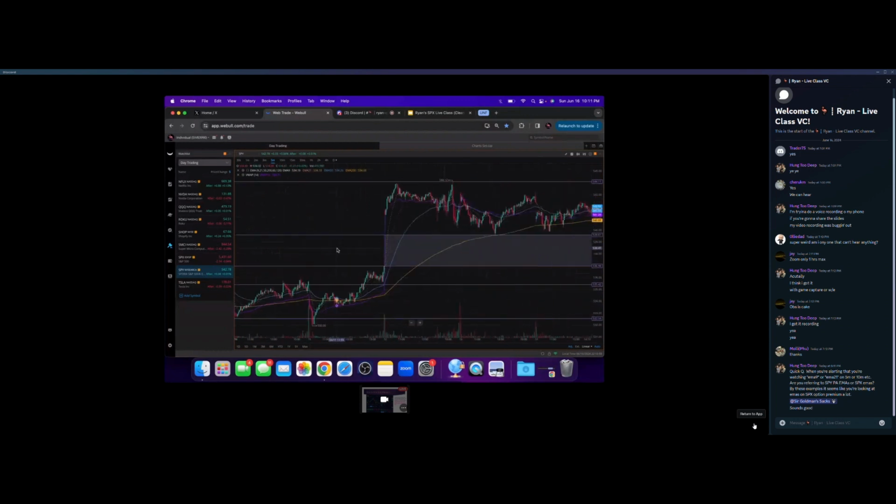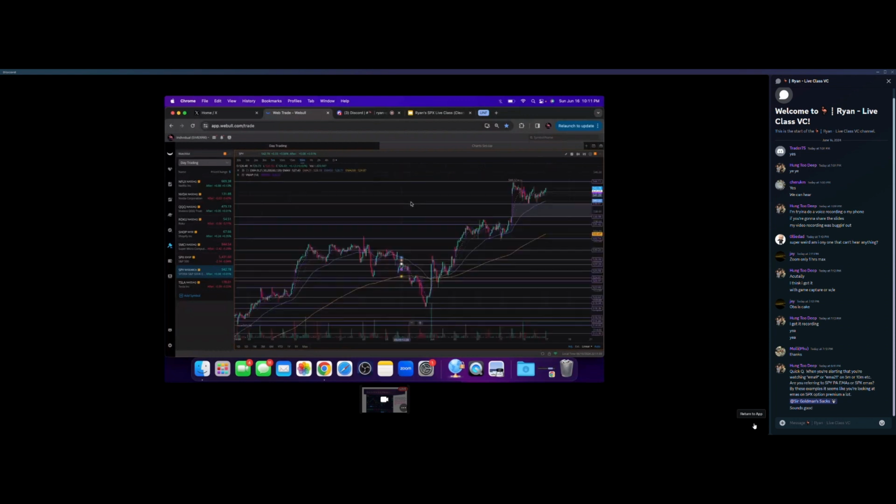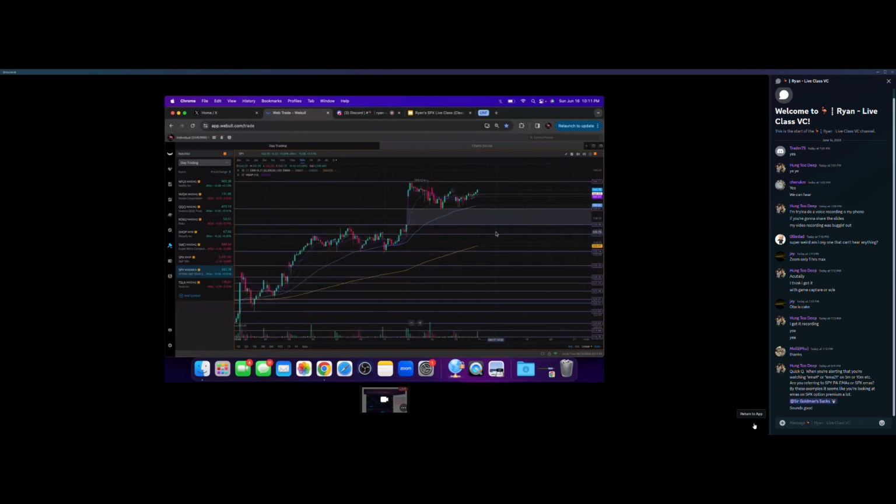So it's not always perfect. That's why I don't do my entries off of levels. My strategy has nothing to do with the support and resistance levels, but they are good to see where you could have a potential reversal or rejection. But we're not playing reversal rejection. We're playing trend. Remember that.